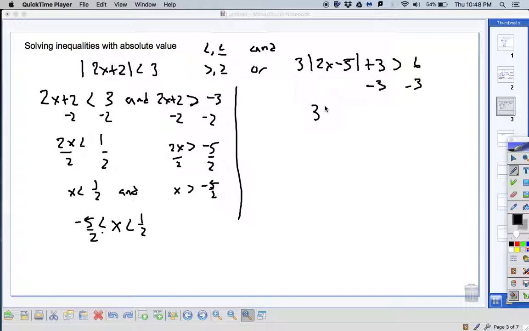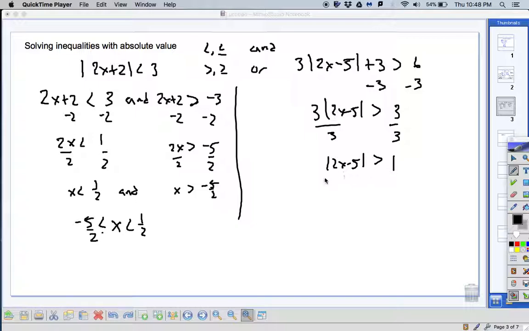You get 3 times the absolute value of 2x minus 5 is greater than 3. Dividing both sides by 3, you get absolute value of 2x minus 5 is greater than 1. Now remember, if this had been a negative, we would have switched the symbol. Because it's a positive, it stays the same.